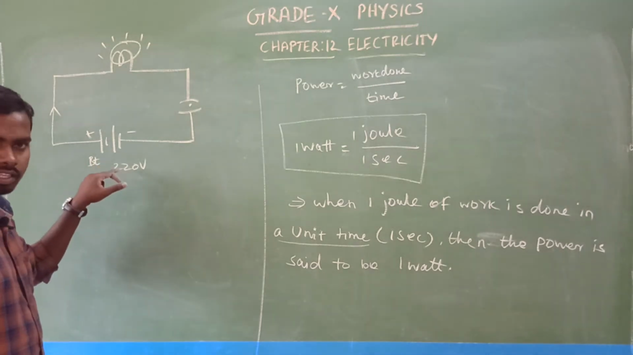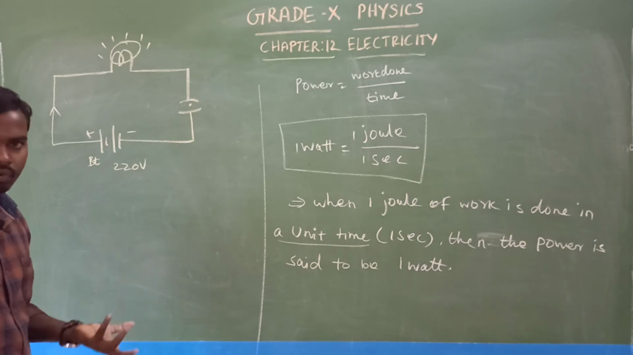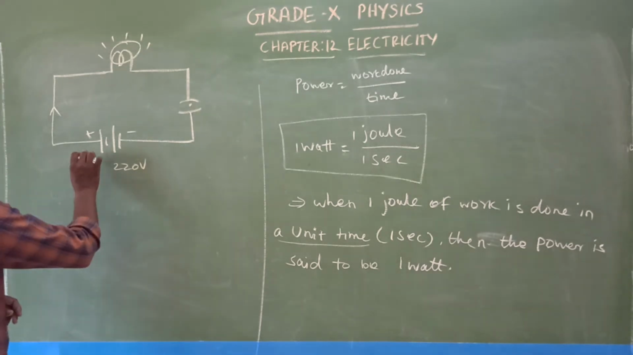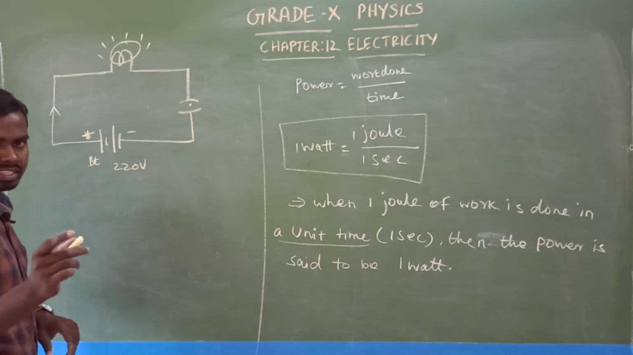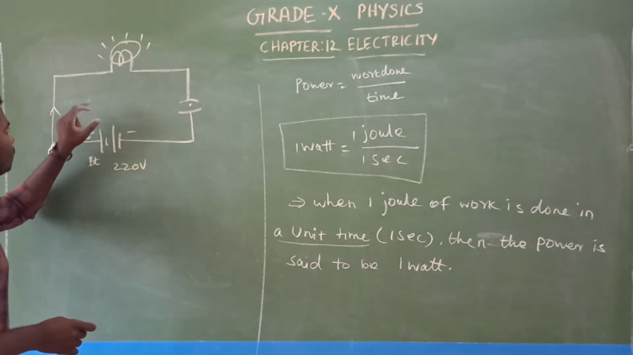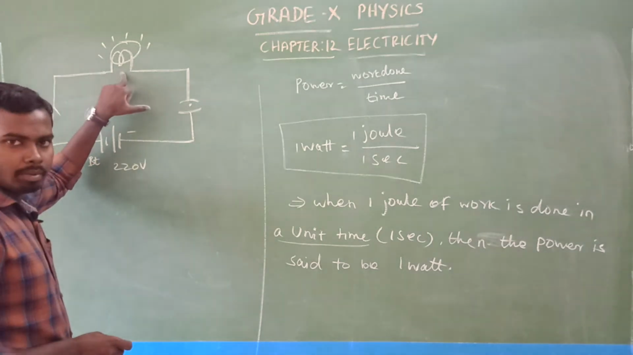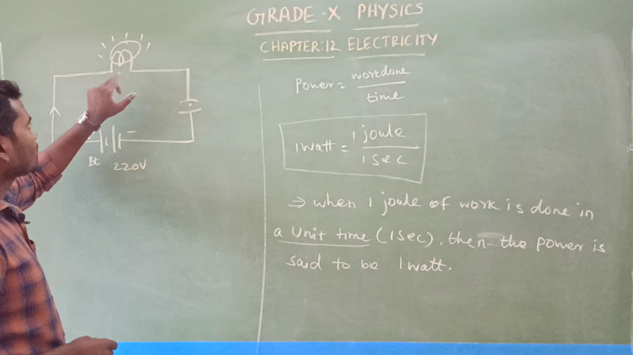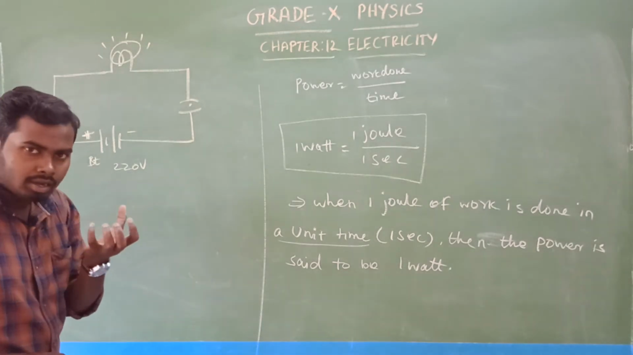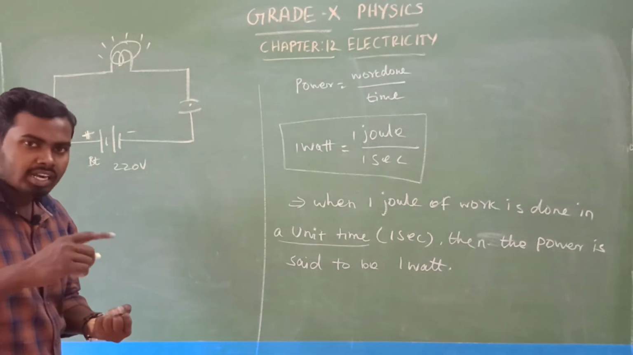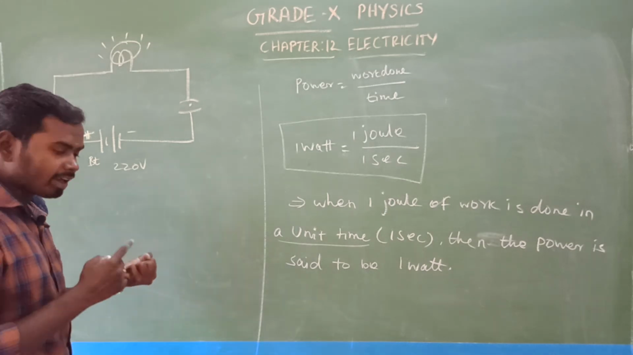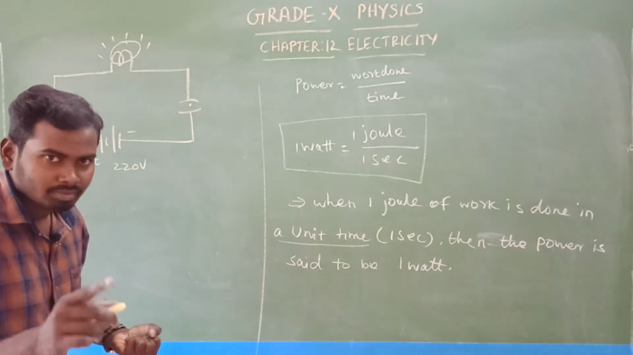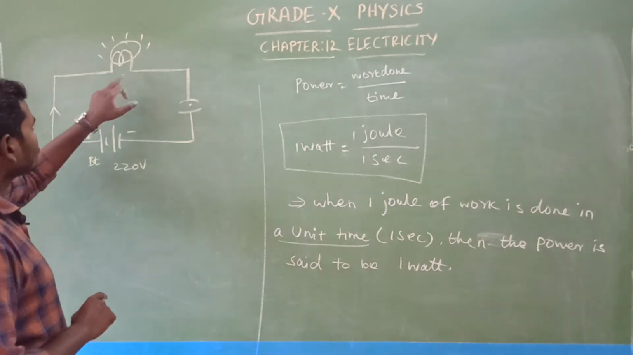Due to this potential difference in the circuit, there is some amount of current. Am I right? Yes. Current always flows from the positive terminal to the negative terminal of the battery, isn't it? Here we have connected an electric bulb. The electric bulb consumes electrical energy and converts it into light energy. Am I right? Yes.